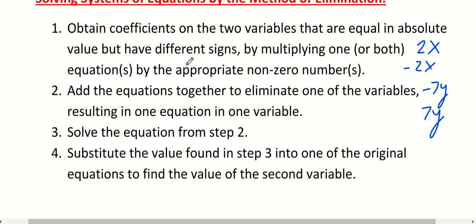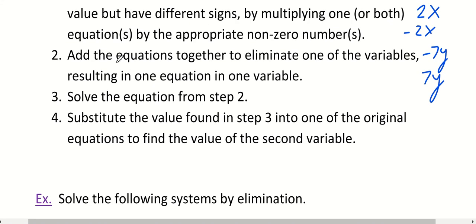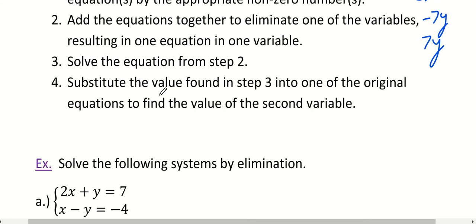After we have a variable that has equal and opposite signs, the next thing we're going to do is add the two equations together in order to eliminate one of the variables, which is yet another way that we can get to a single equation with a single variable. From there, we know what to do. We're going to solve that single equation for the variable, and then we can substitute that value into one of the two equations in order to find the value of the other variable. And then don't forget, at the end of the day, we want to write our solutions as ordered pairs x comma y.